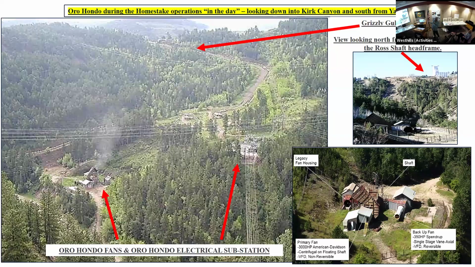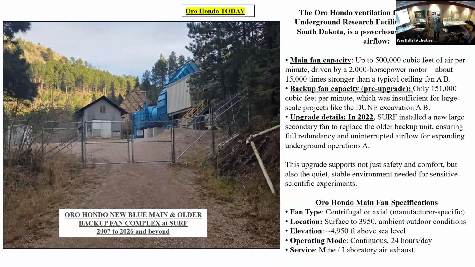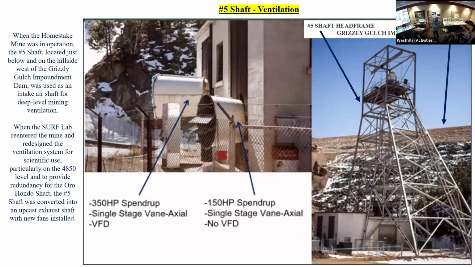And you can see that substation I talked about right in the middle of the picture. The Oro Hondo's off to the left, the pipeline coming down from Grizzly Gulch in the far background and across the road. So it all kind of works together. You can see the Oro Hondo fan complex as it looked a few years ago. They've since upgraded it. And this is the upgrade. You can see the blue fans. And go into some detail about the ventilation system.